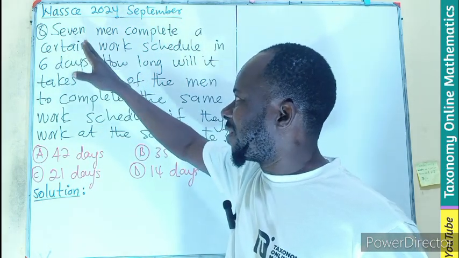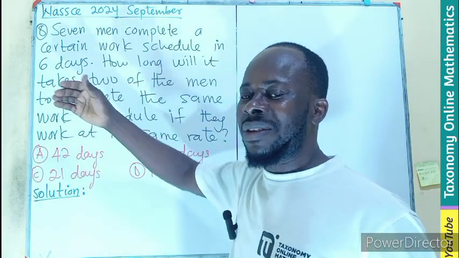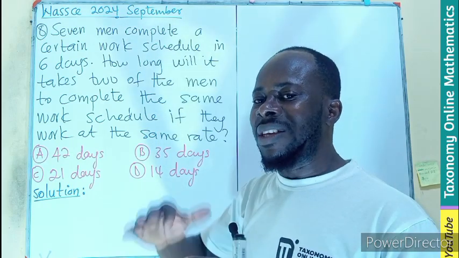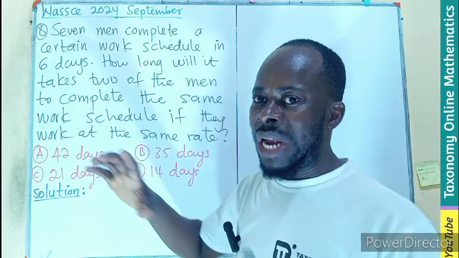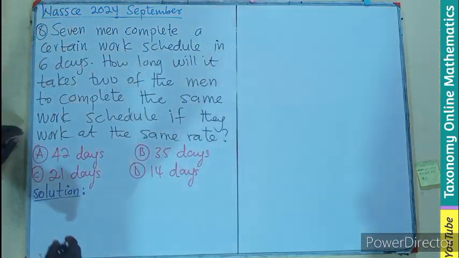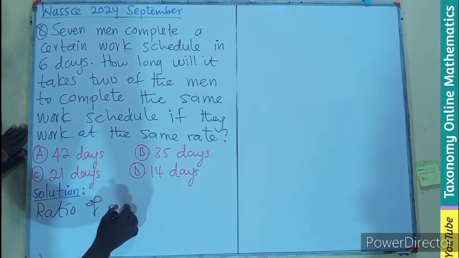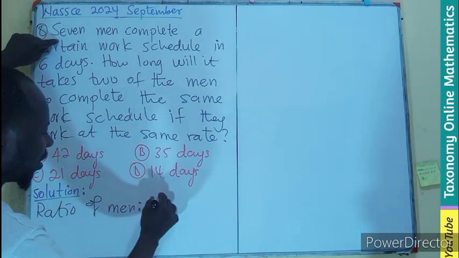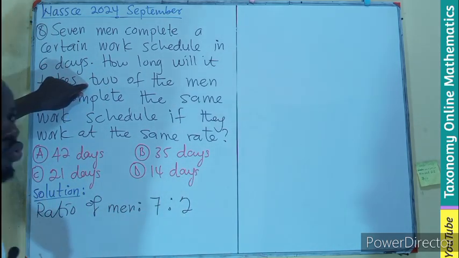So you are having this. If one quantity decreases as the other decreases, we have direct proportion. But if one quantity is increasing and the other is decreasing, that is indirect proportion. So that's what we are holding on to solve this. So the first method, we are going to find the ratio of men. The ratio of men is going to begin with 7 is to 2.